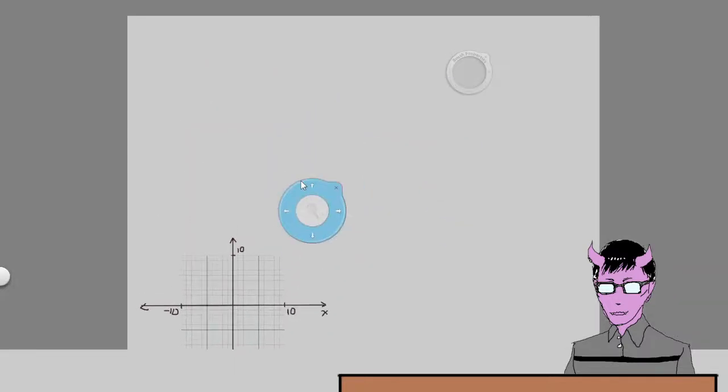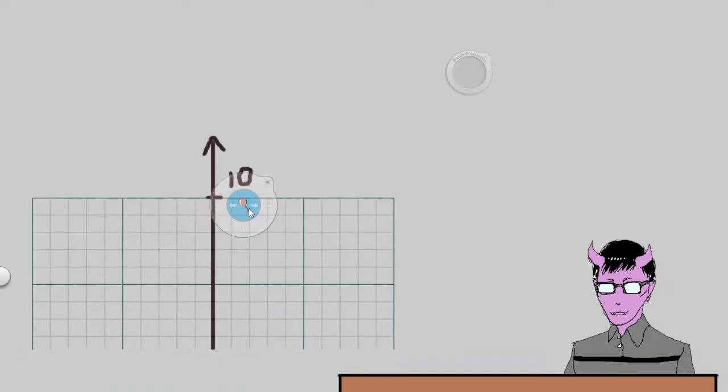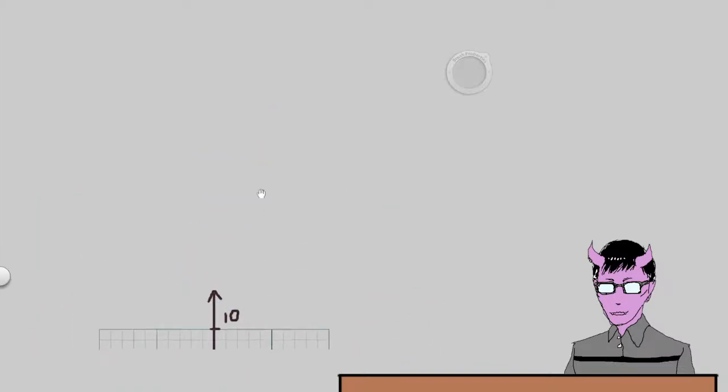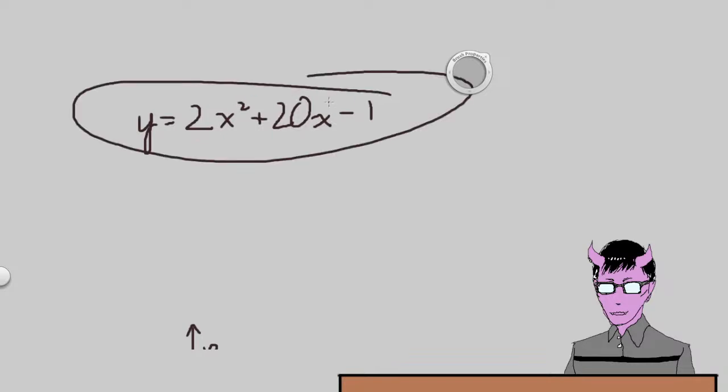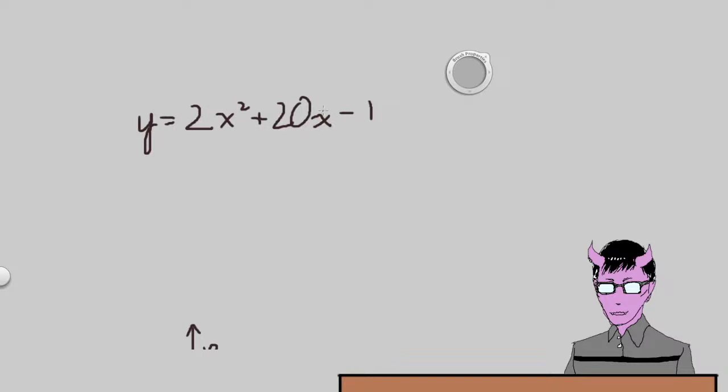Alrighty. Let's do another one. So let's make things a little more annoying at this point. What if I gave you a number in the front, like this disgusting 2 in front of your x squared, and then you are adding it to 20x, and then -1. When you do vertex form, sometimes you end up with a number out in the front.